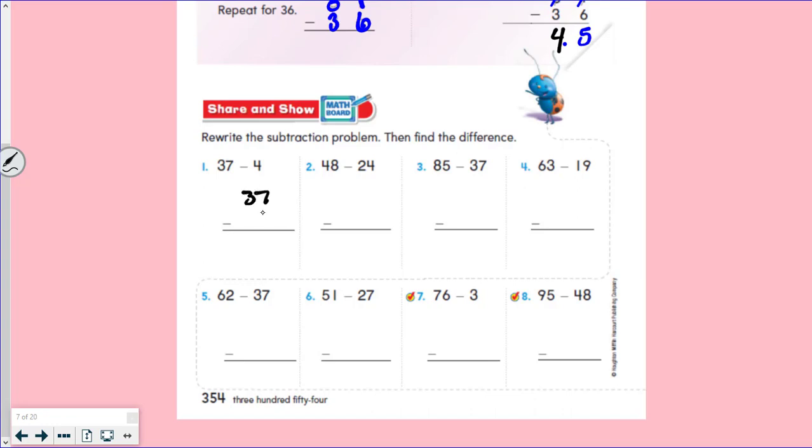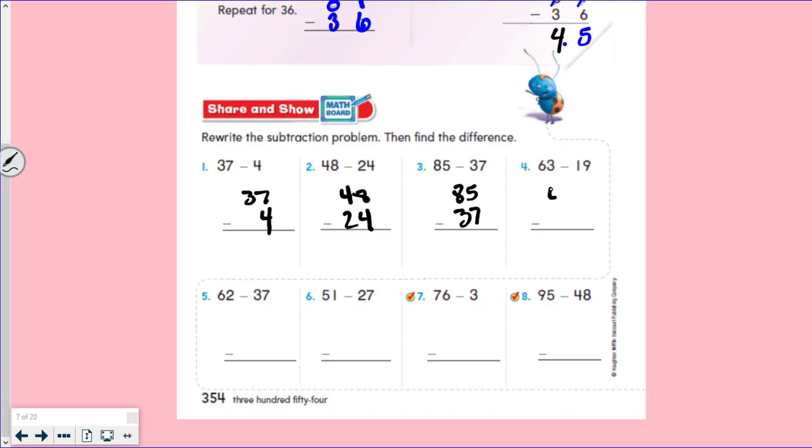I write my 4 in the ones place under the 7. 48 minus 24. So I write my 48, I write my 24 right underneath. Tens in the tens place, 4 in the ones place. Same thing with this one. We got 85 minus 37.